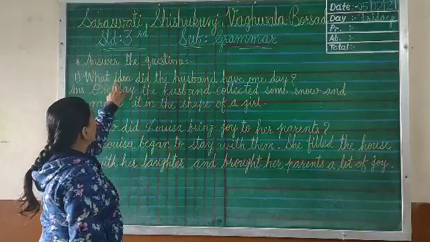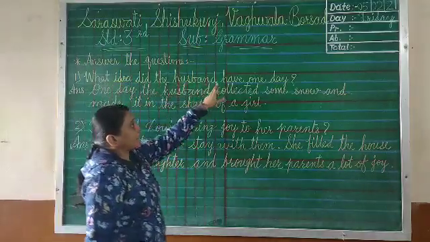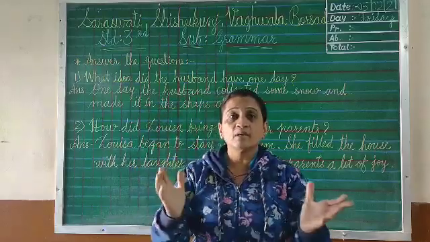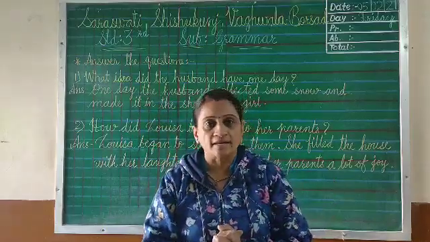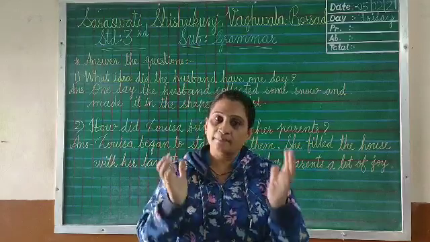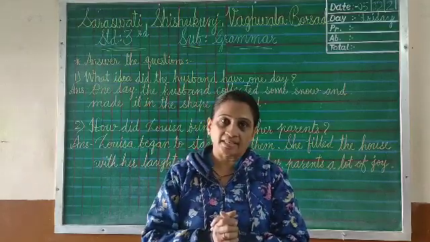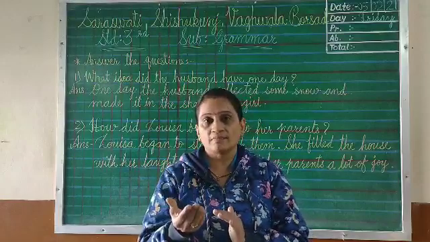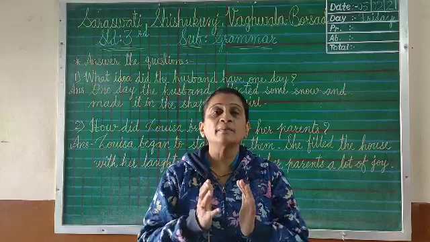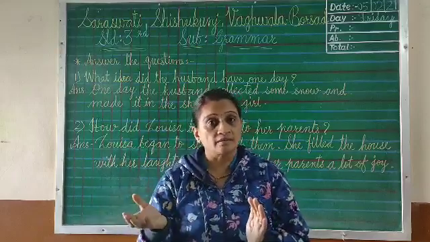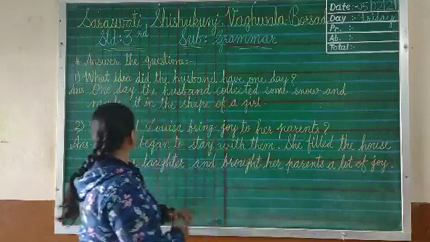The first one is, what idea did the husband have one day? So one day, what happened? What idea did he have? Because they don't have their own child. So what happened? The husband collected snow and made a girl out of it. Because he wants to give a surprise to his wife. He doesn't know the girl will be an ice girl and at last she will change into a real girl. So let's see the answer.